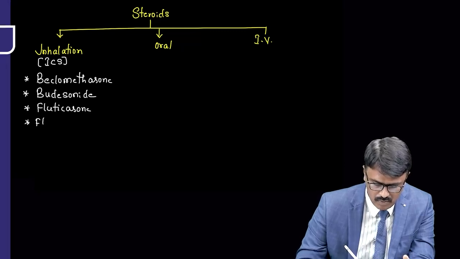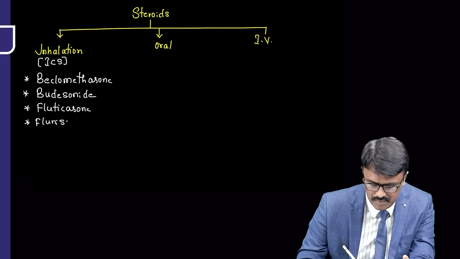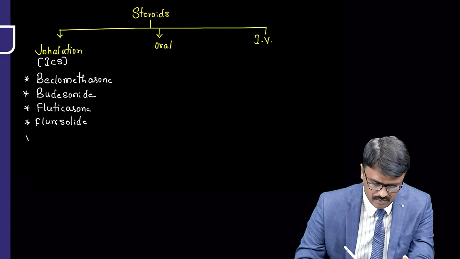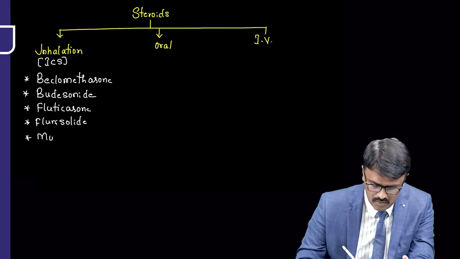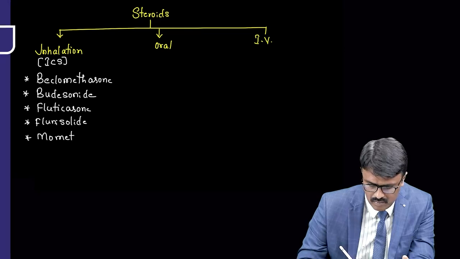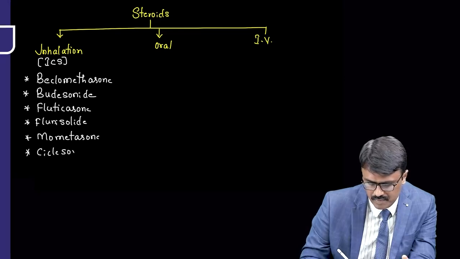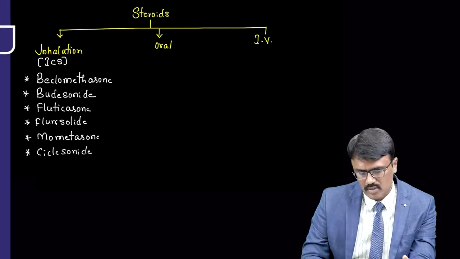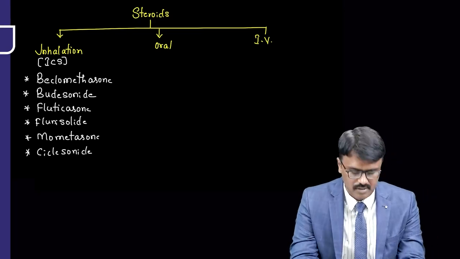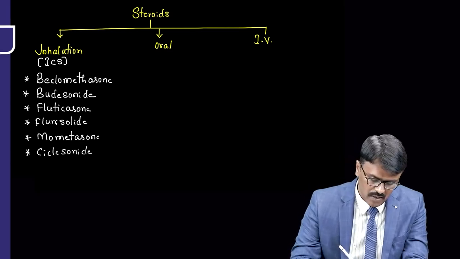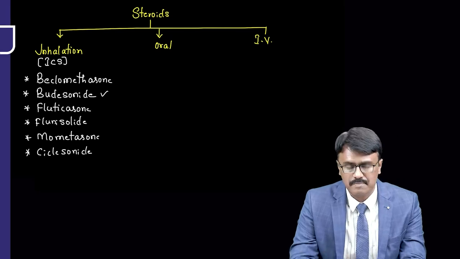And one more is flunisolide. And we have mometasone. And one more is called ciclesonide. These are all inhaled corticosteroids. Now you know that in COVID-19, most of them were advised to take budesonide.